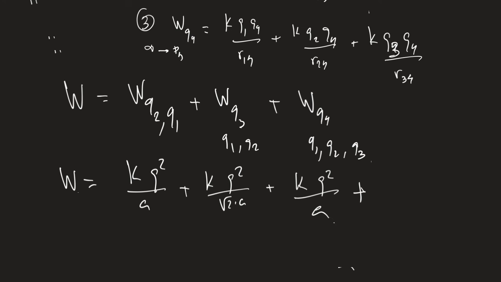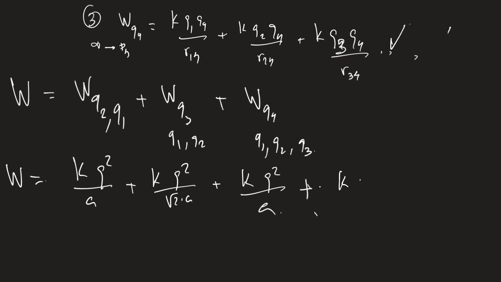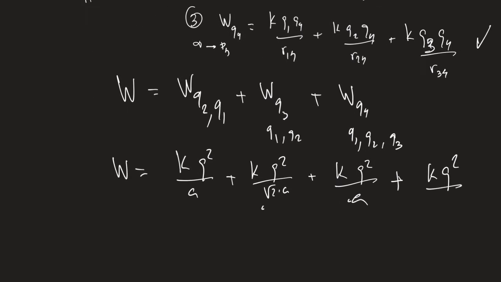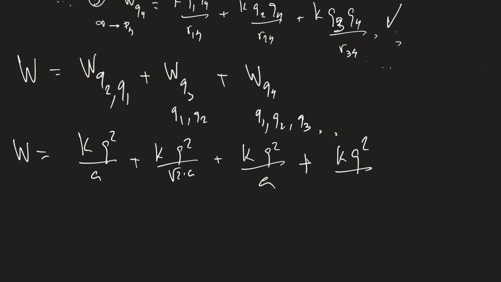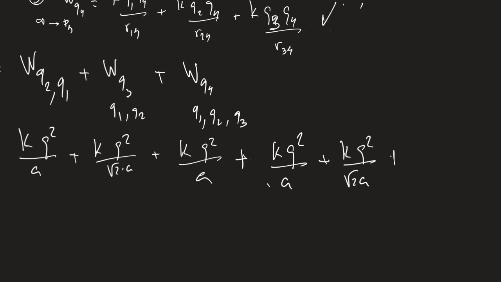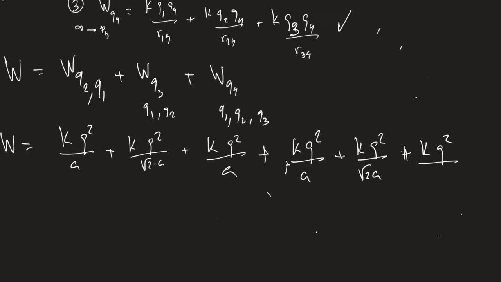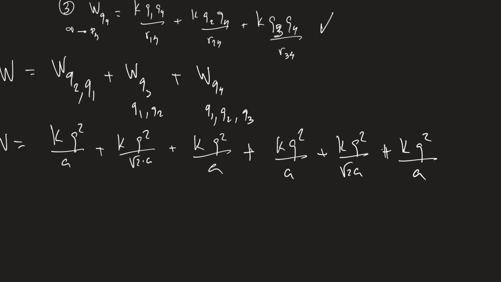Now this will be K Q squared over R14, and from 1 to 4 the distance is A, plus K Q squared over R24, which is the square root of 2A, plus K Q3 Q4, which is Q squared because they have the same charge, over R34, which is the distance A. So this is the total work.